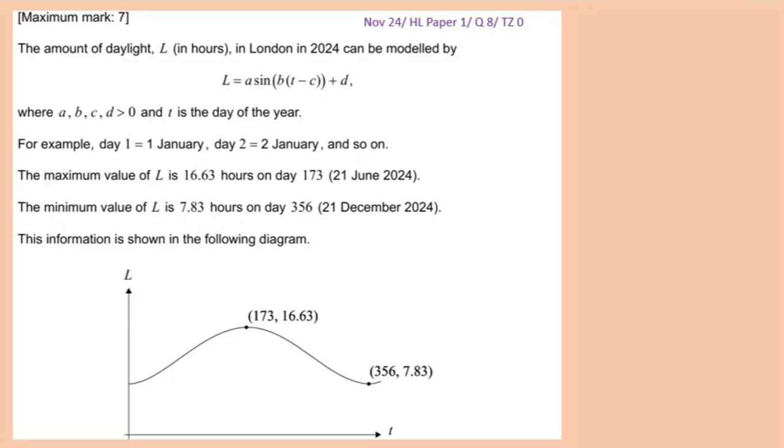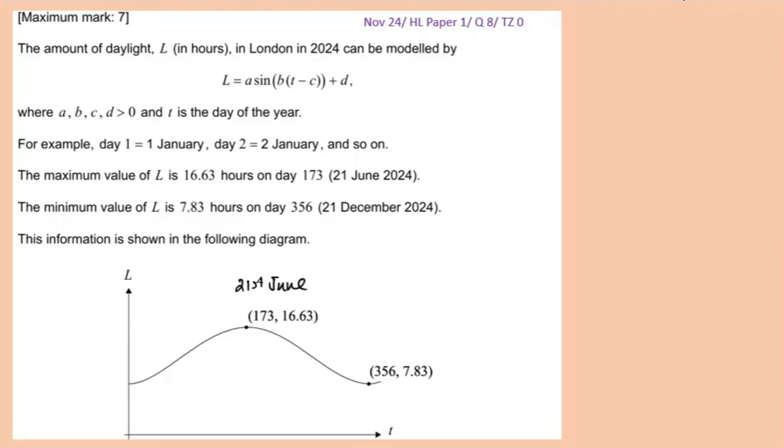So now they're saying the maximum value of L is 16.63 hours on day 173. I can see that, the coordinate is given. That is 21st June 2024. So you've got to be careful with this information, right? So this happens on 21st June, right?